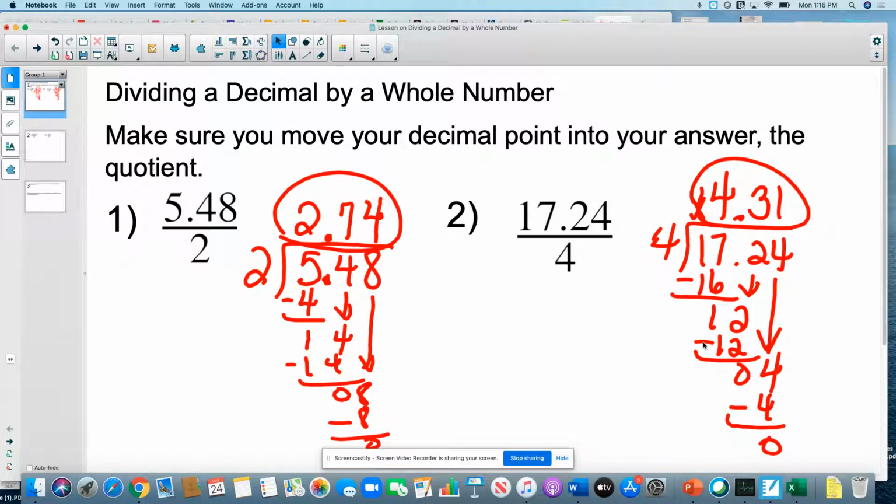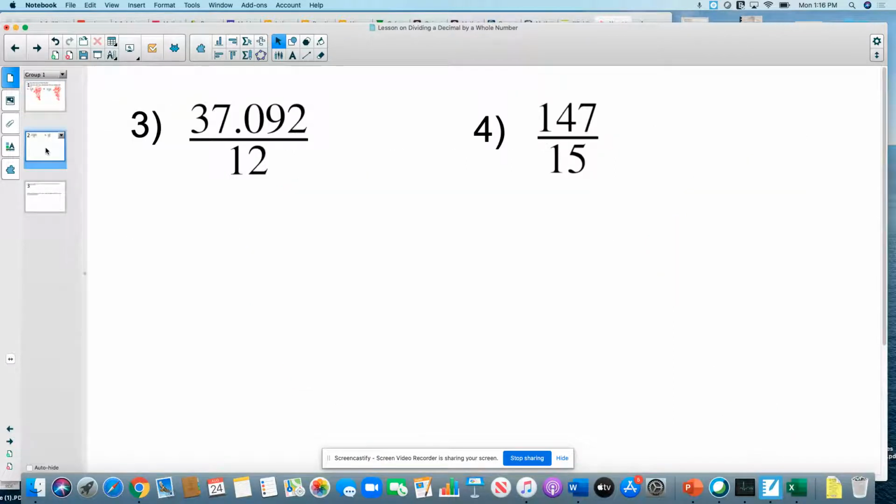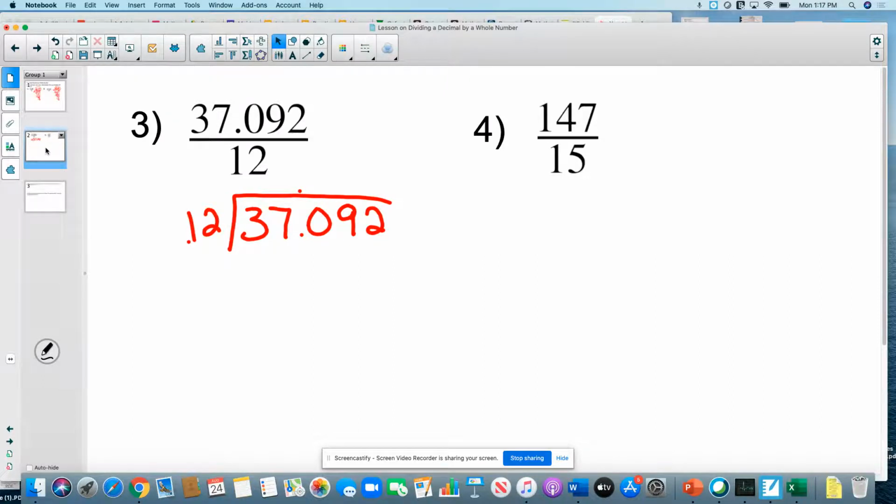So we need to go to the next slide. So there we go. So you're going to take 37 and 92 hundredths divided by 12. So the first number does go inside the box. Divided by 12. It is a whole number, so move your decimal point straight up into your answer. 12 goes into 37, does not go into 3. Goes into 37 3 times, which is 36. We subtract, you get 1. Bring your 0 down to make 10.